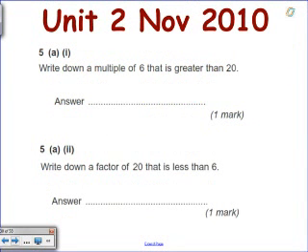Okay, just to show you multiple and factor questions from previous papers. In Unit 2, November 2010, 5A: write down a multiple of 6 that's greater than 20, and write down a factor of 20 that's less than 6. So a multiple of 6 greater than 20: 6 times tables, 24. Write down a factor of 20 that is less than 6: 2. Yeah? 2 or 1 or 4 or 5, any of those will get you the mark.